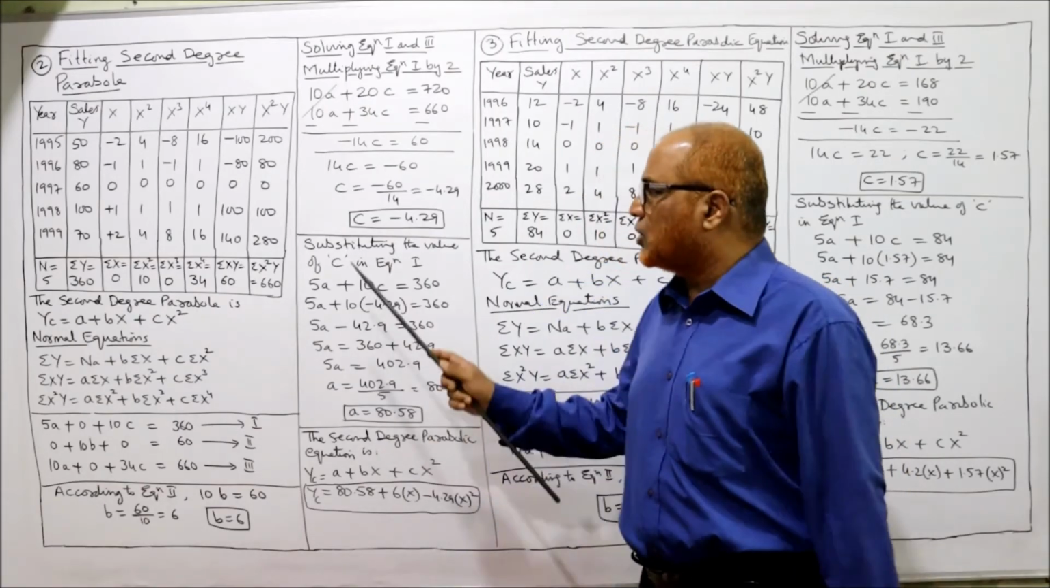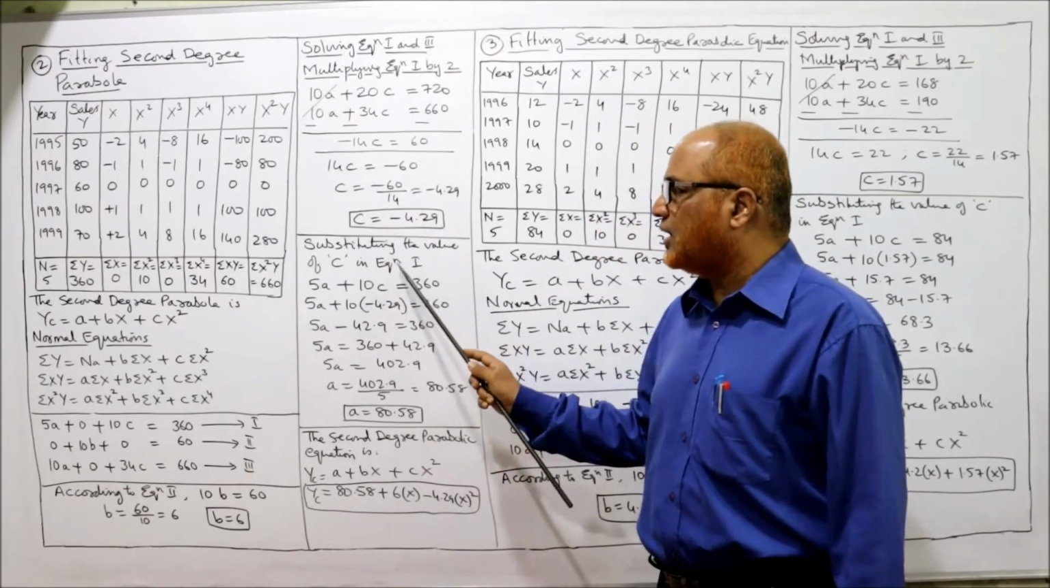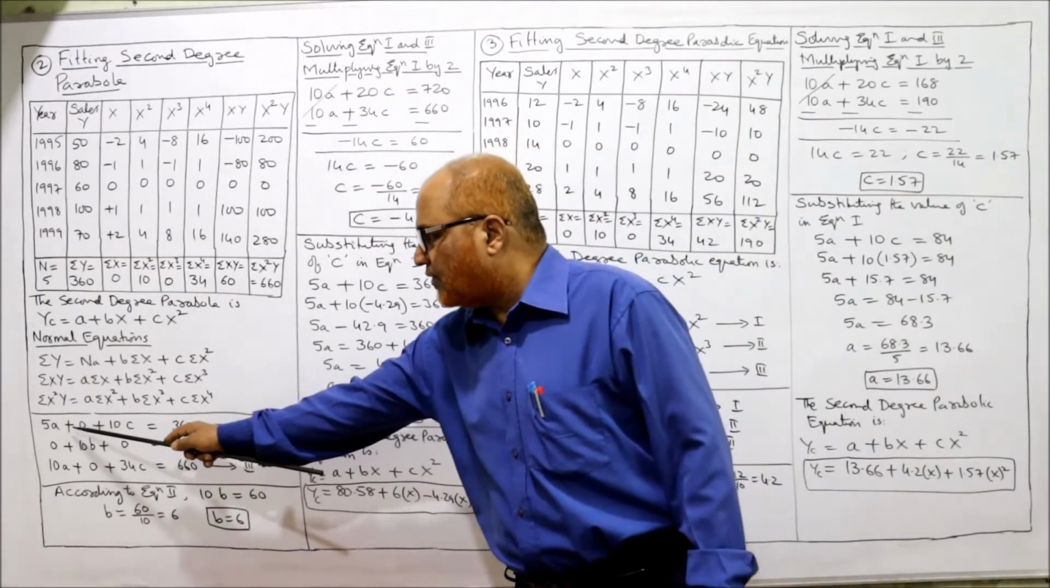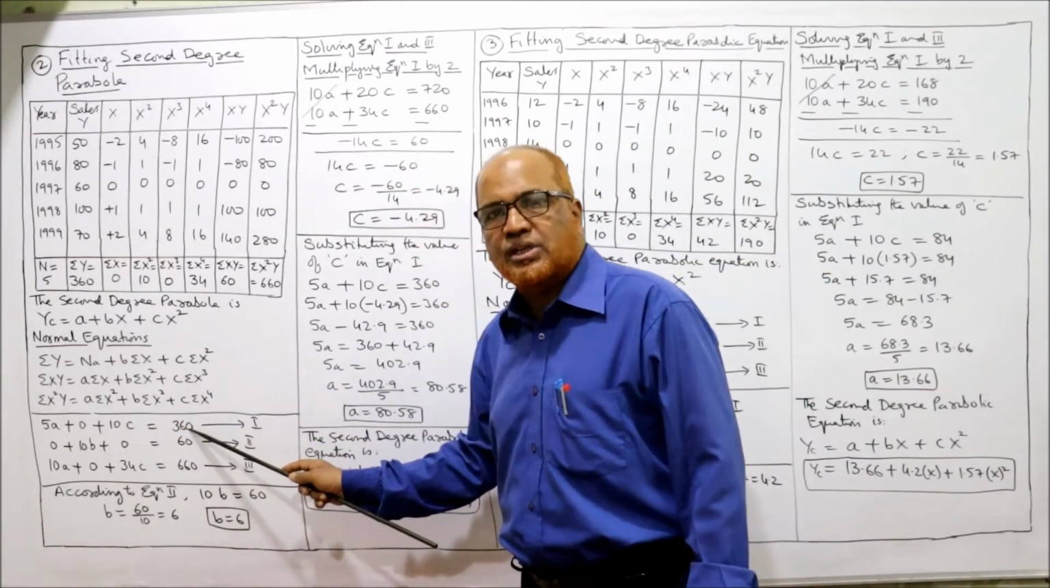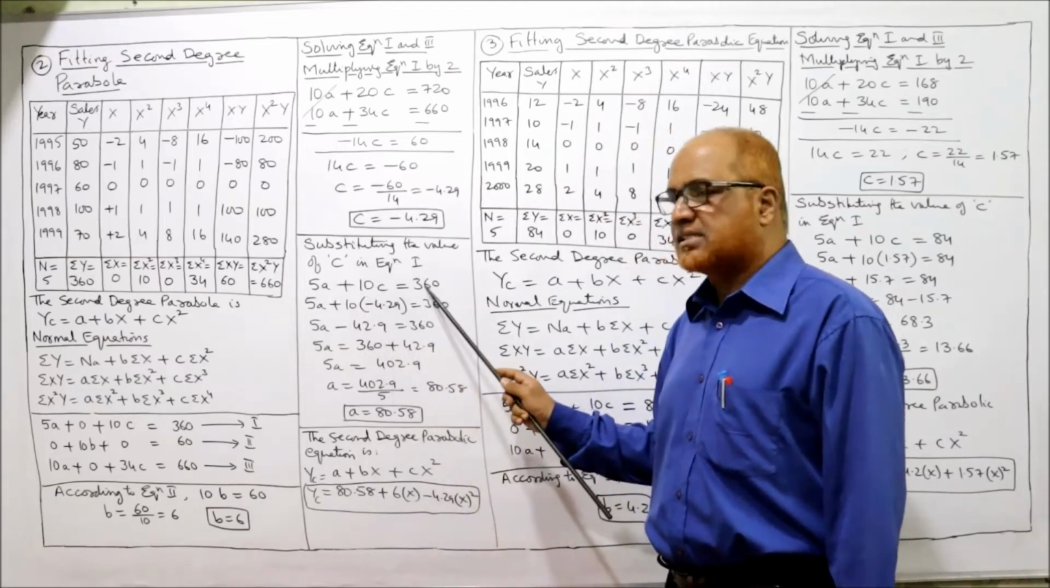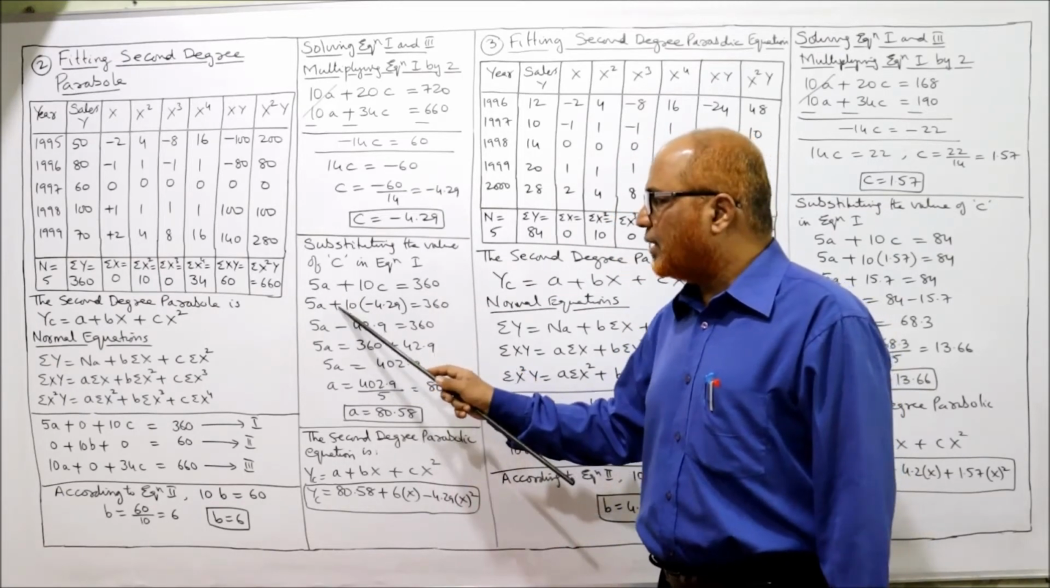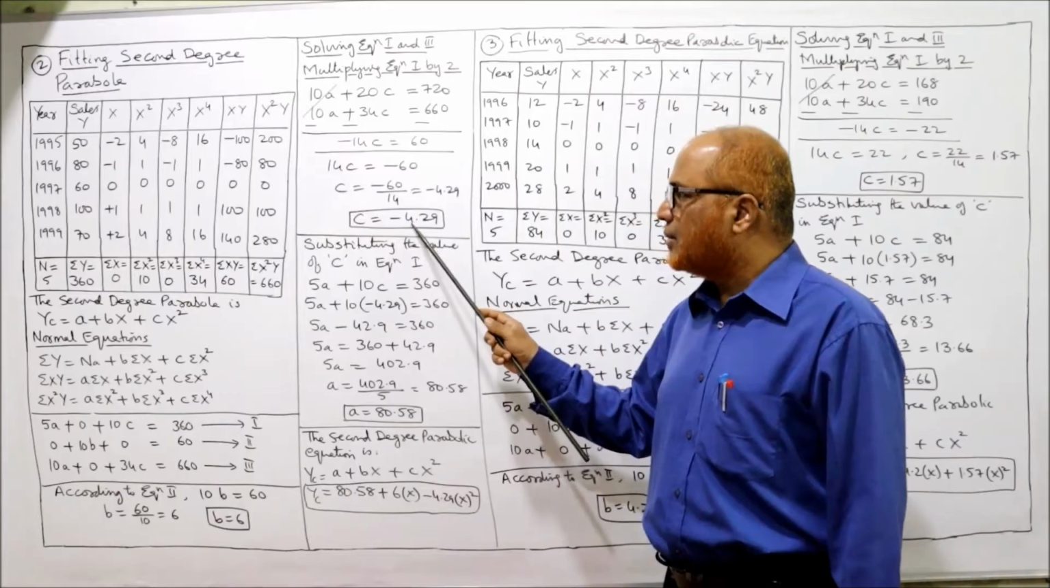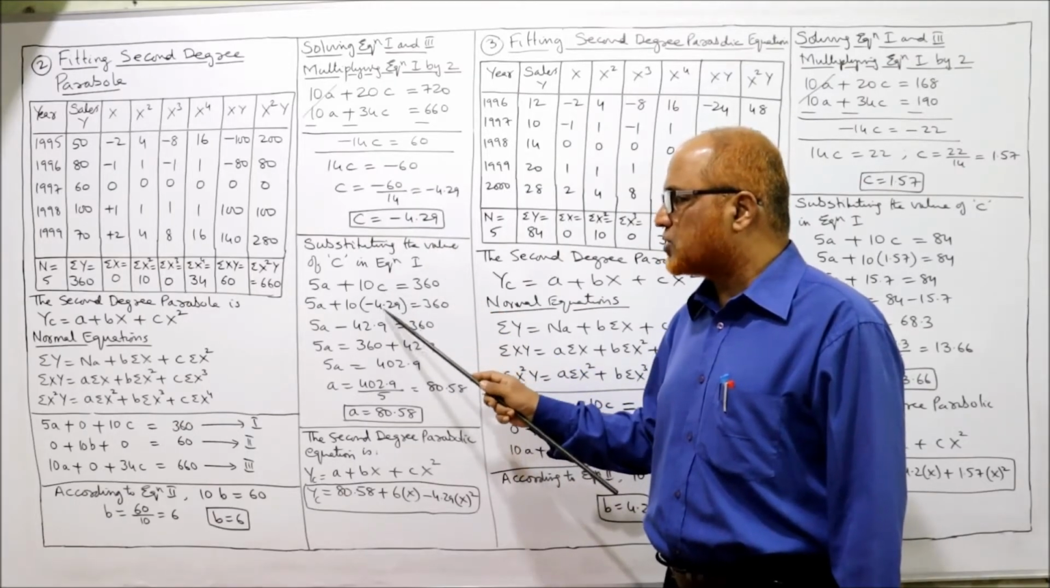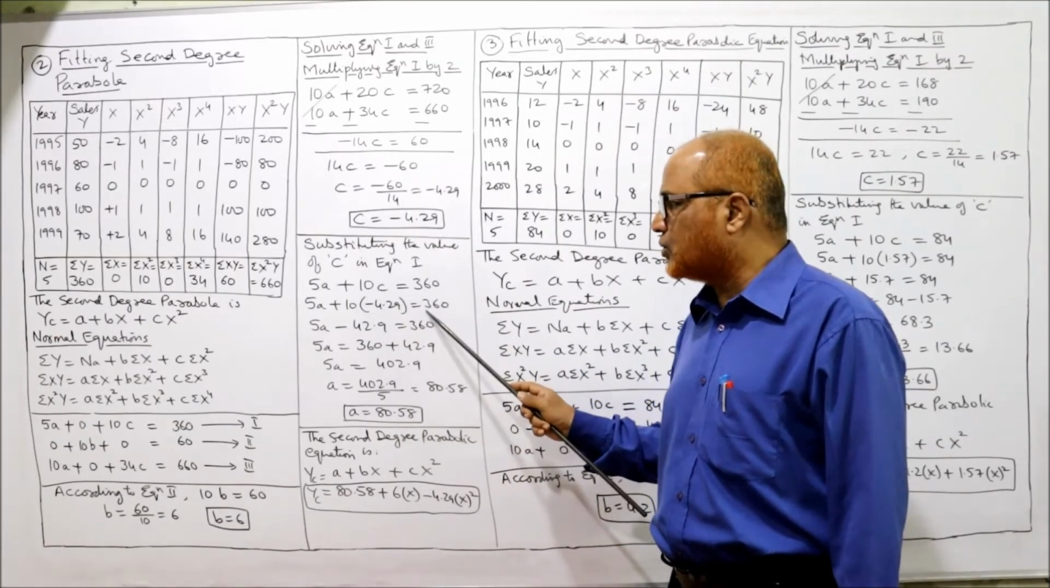A constant. So substituting the value of C in equation 1. In equation 1, 5A plus 10C is equal to 360. So 5A plus 10 into C. How much is C? Minus 4.29. In place of C, I am writing minus 4.29 is equal to 360.